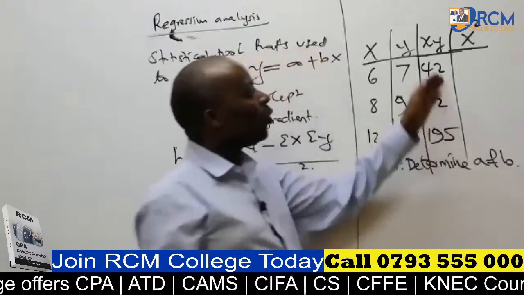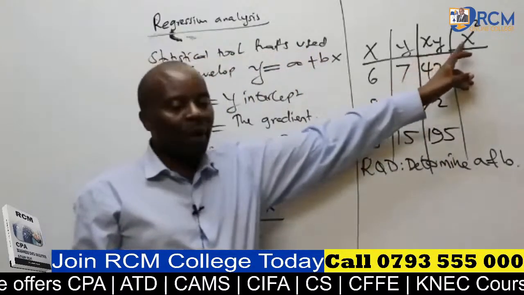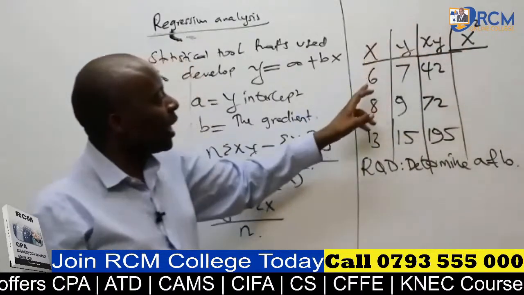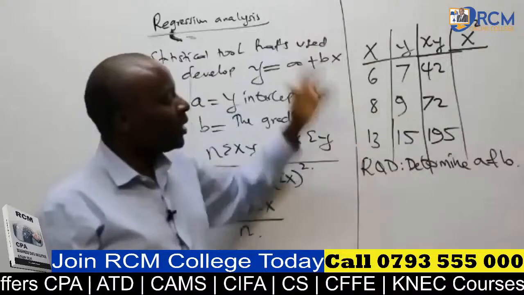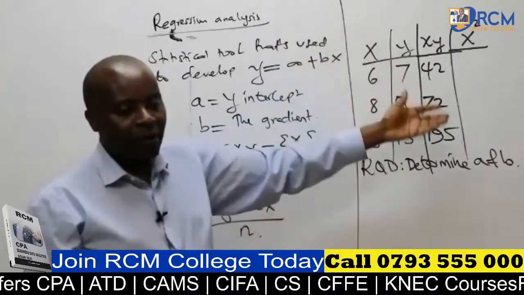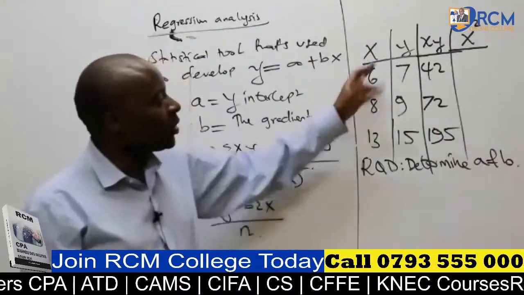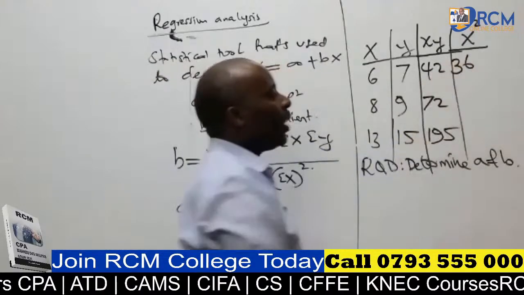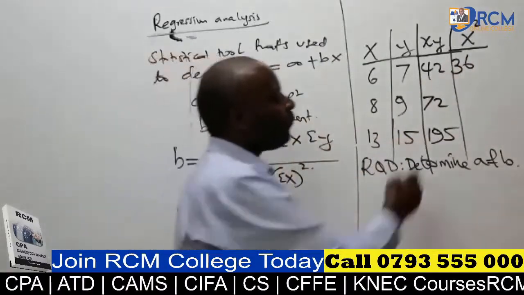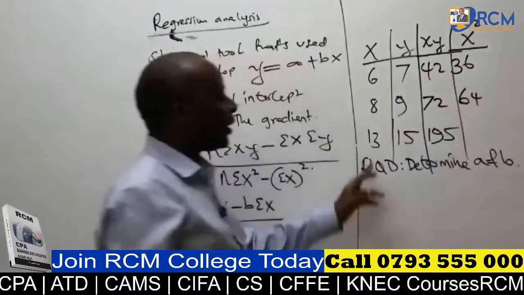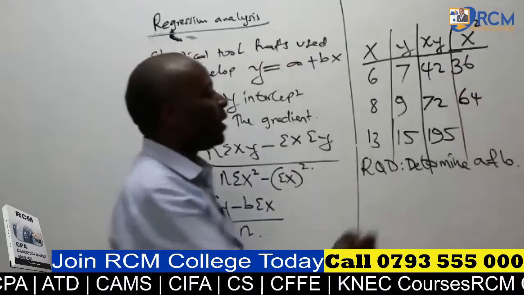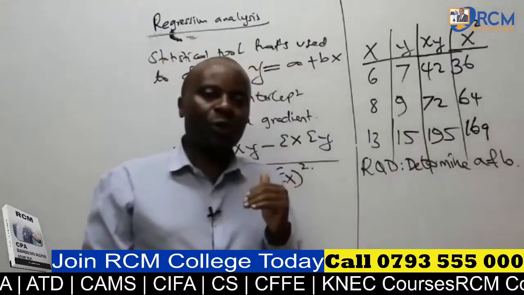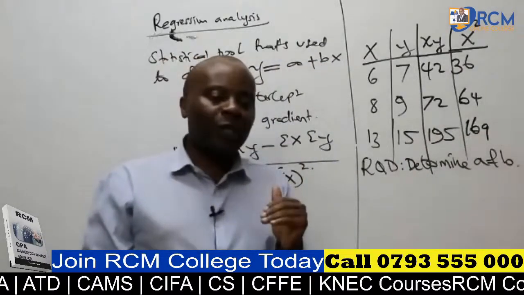195. Once I do this column, I know that the next column is all about squaring X. So X squared, what do we have? 6 squared, 8 squared, 13 squared. Could you kindly give me these figures now? What is 6 squared? This is 36. This is 8 squared, which gives me 64. And then we have 13 squared, which gives me 169.